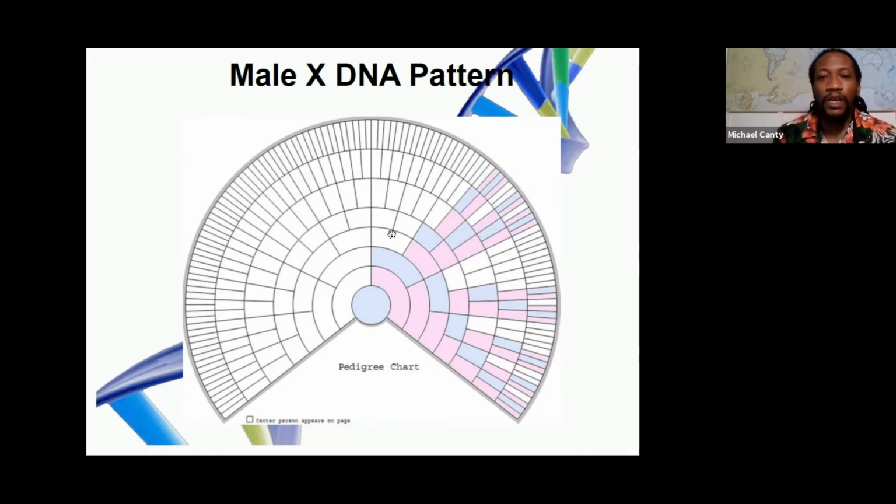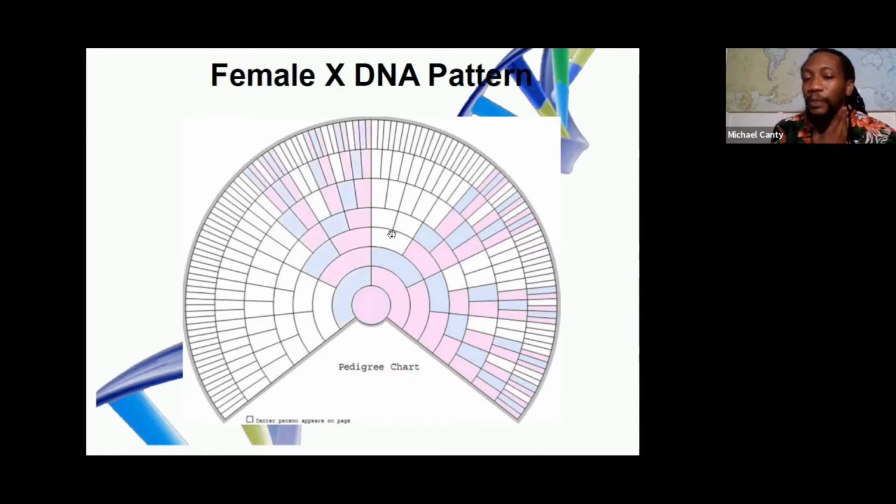So that's the path for the male xDNA. This is the path for the female xDNA. Same thing, that she actually inherits. She has more inheritance, so there's more people to look at.